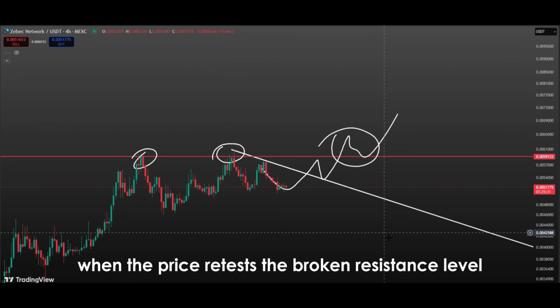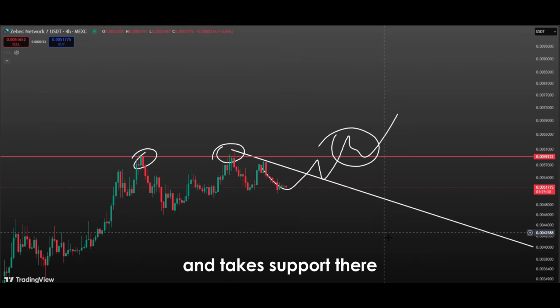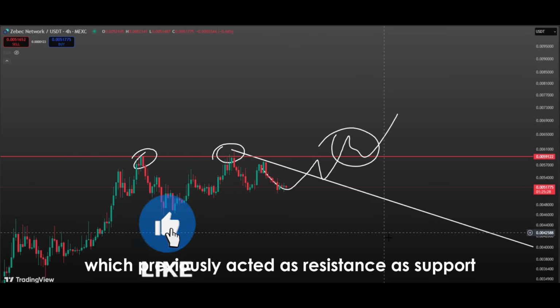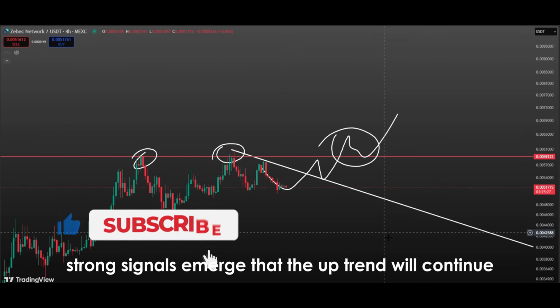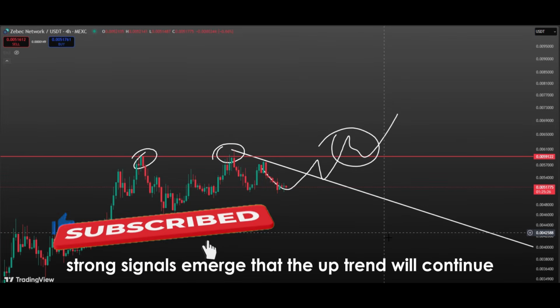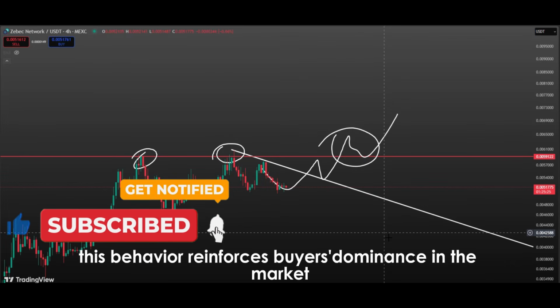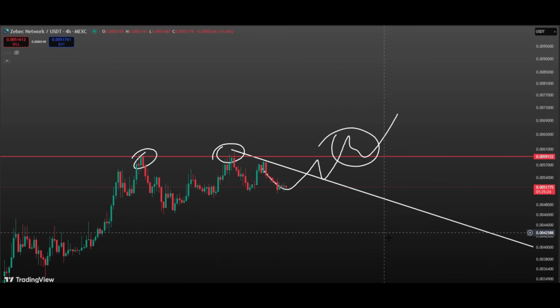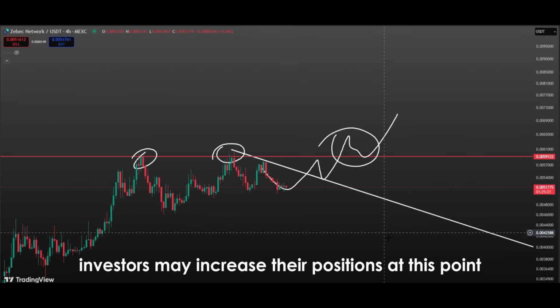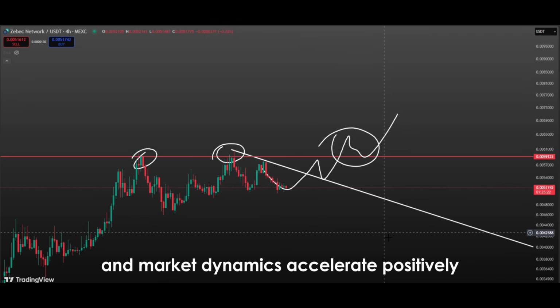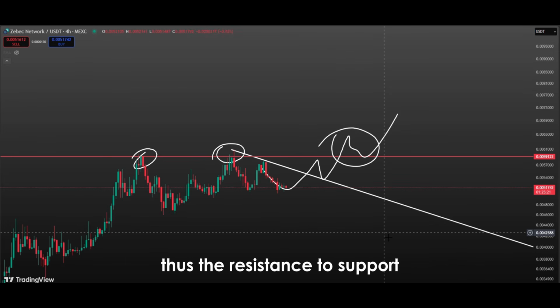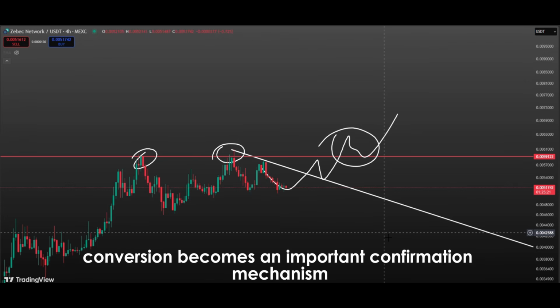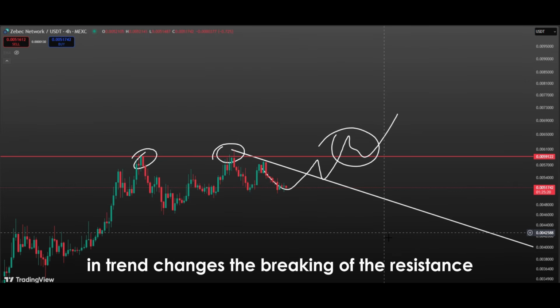When the price retests the broken resistance level and takes support there, it shows the strength of the trend. If the price now uses this level, which previously acted as resistance, as support, strong signals emerge that the uptrend will continue. This behavior reinforces buyers' dominance in the market and indicates that selling pressure has decreased. Investors may increase their positions at this point, and market dynamics accelerate positively. Thus, the resistance to support conversion becomes an important confirmation mechanism in trend changes.